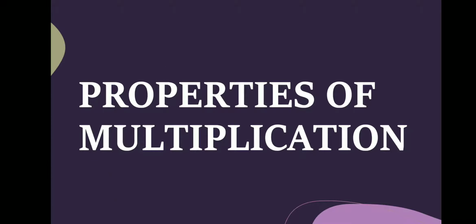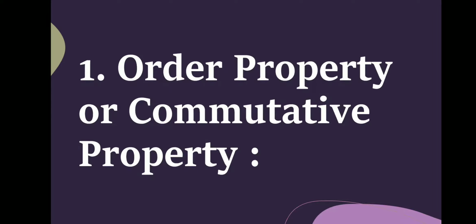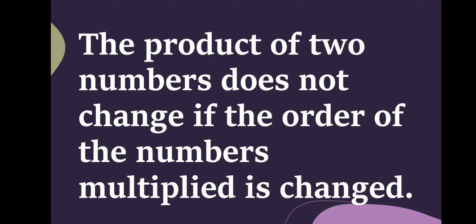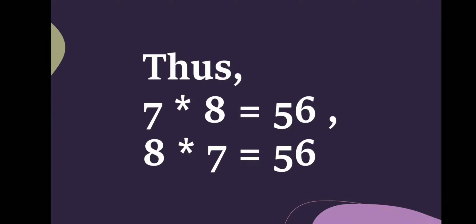Let us see the properties of multiplication. First property, that is order property or commutative property. Now, let us see what this property means. The product of two numbers does not change if the order of numbers multiplied is changed. Means the order is not important. The place of a number, the answer will remain the same. Even if we change the place, the answer will remain the same.